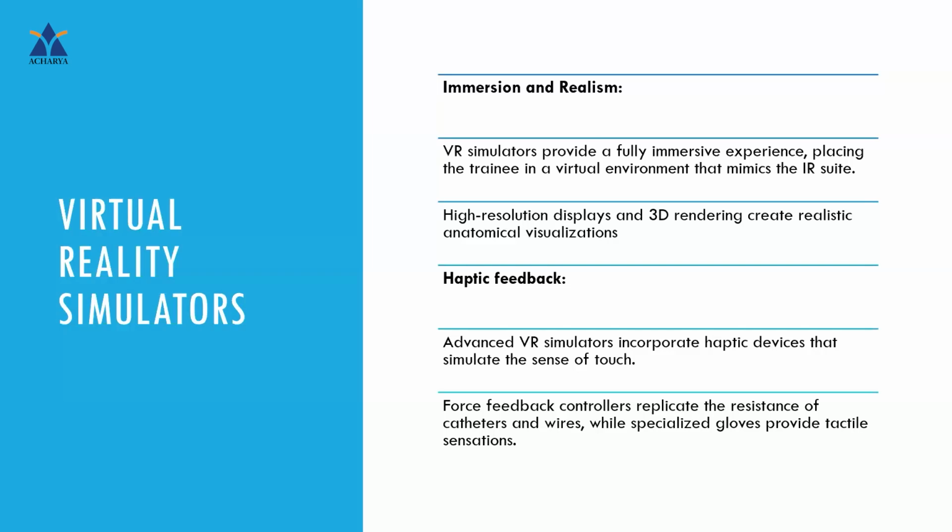You'll get different types of haptic feedback systems. We have vibrotactile feedback, force feedback, electrotactile feedback, and ultrasonic haptics. These feedback systems will replicate the resistance of catheters and wires when we are trying to insert them or catheterize the patient. And we also have specialized gloves that will provide the sensations.